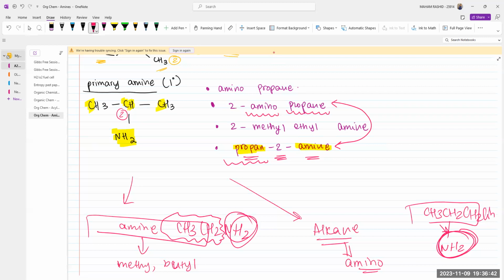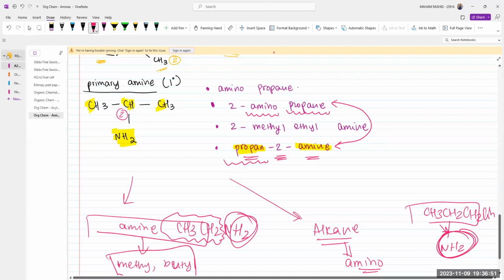Okay? So it just depends on how you take it to be. But whatever you take it to be, write your additional functional group accordingly. Get it? Don't add amino with amine, and don't add methyl butyl with alkane, right? With amine, methyl butyl; with alkane, amine.